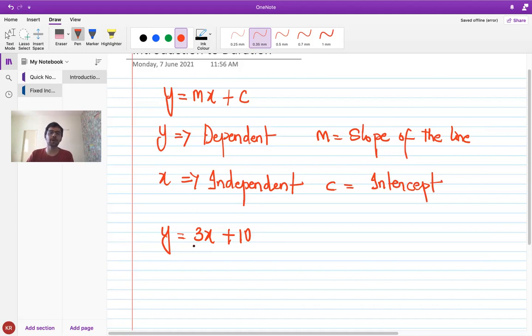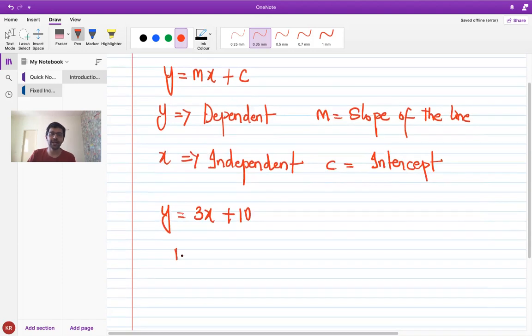Now, if we compare y equal to 3x plus 10 with y equal to mx plus c, we can identify that m is equal to 3 and c is equal to 10. Let's first understand the meaning of intercept. There are two ways I can communicate the meaning of intercept. Number one is that the intercept is the point where the line is cutting the y-axis.